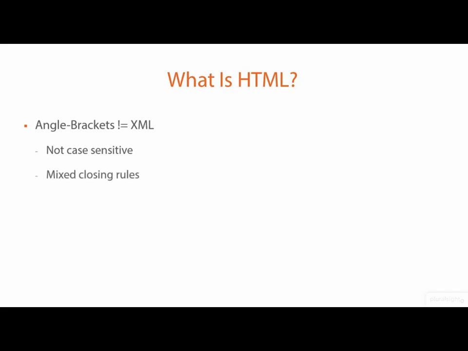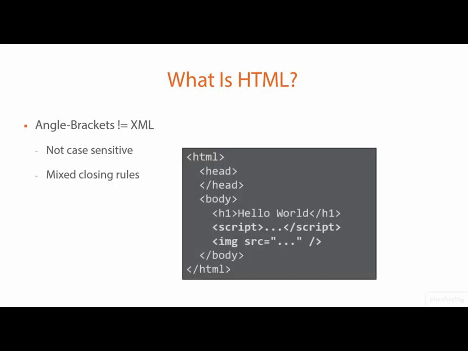Different kinds of elements in HTML have different closing rules. Some elements have to be self-closed, like the image tag here, and some have to be closed with their own ending tag, like the script tag here and the H1 tag here. You'll just need to learn which is which. The Visual Studio and VS Code editors can help you validate the HTML, but it's still going to be up to you to understand which ones are required and which ones are not.